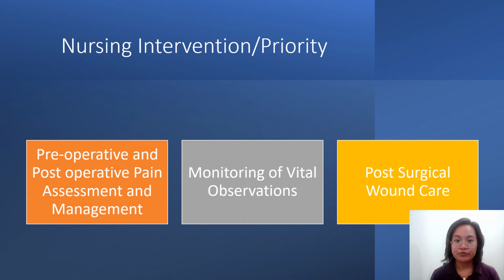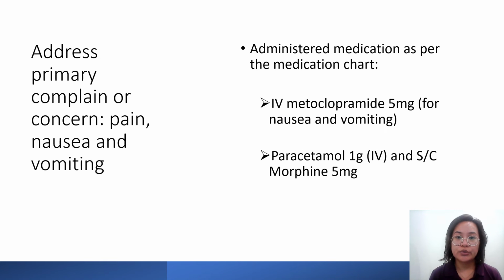So for nursing intervention, I have categorized it into three. The first is preoperative and postoperative pain assessment and management. The second is the monitoring of her vital observations. And the third is the post-surgical wound care. Preoperatively, I have addressed her primary complaint, which is the pain, nausea, and vomiting. She had medications written on her med chart, so I just administered them. That was IV metoclopramide for her nausea and vomiting, and IV paracetamol and subcut morphine for her pain.